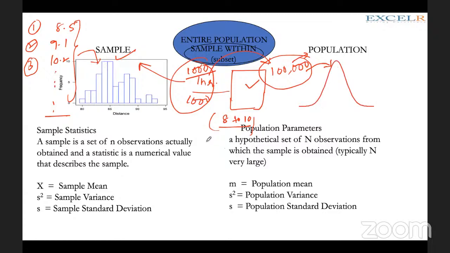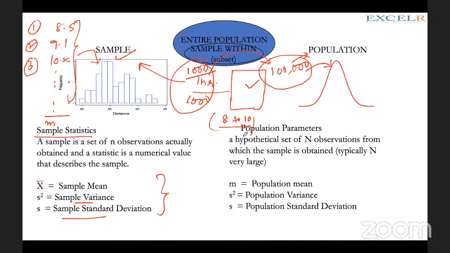Now, for this sample as well as the population, we can compute a few metrics and measurements. For a sample, we call them statistics, sample statistics. We can compute X bar, the sample mean, which is simply the average of the values I have. And I can compute the sample variance, S square, and the sample standard deviation, small s. These are called sample statistics, and we'll see how to compute them.